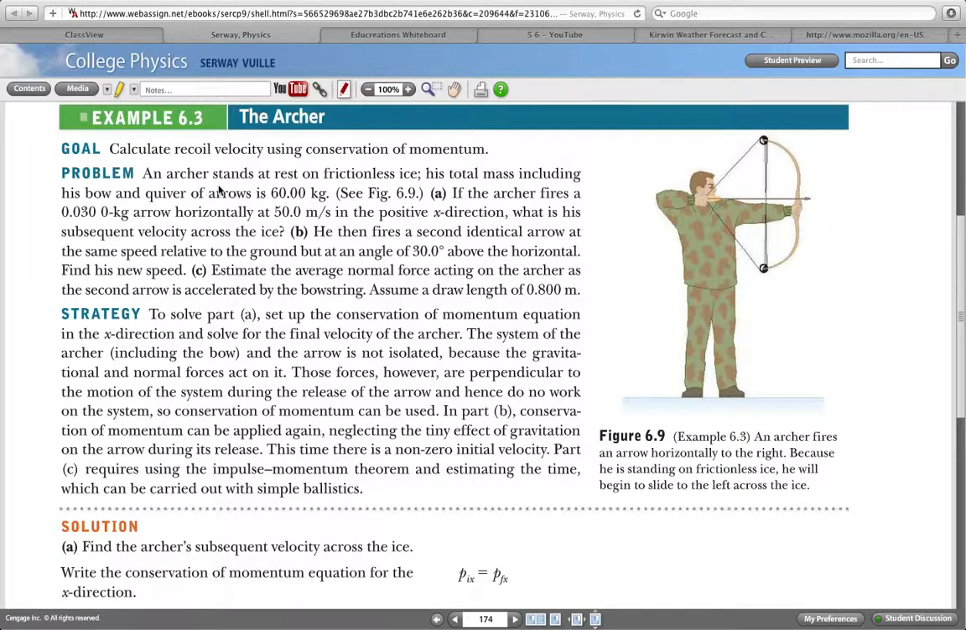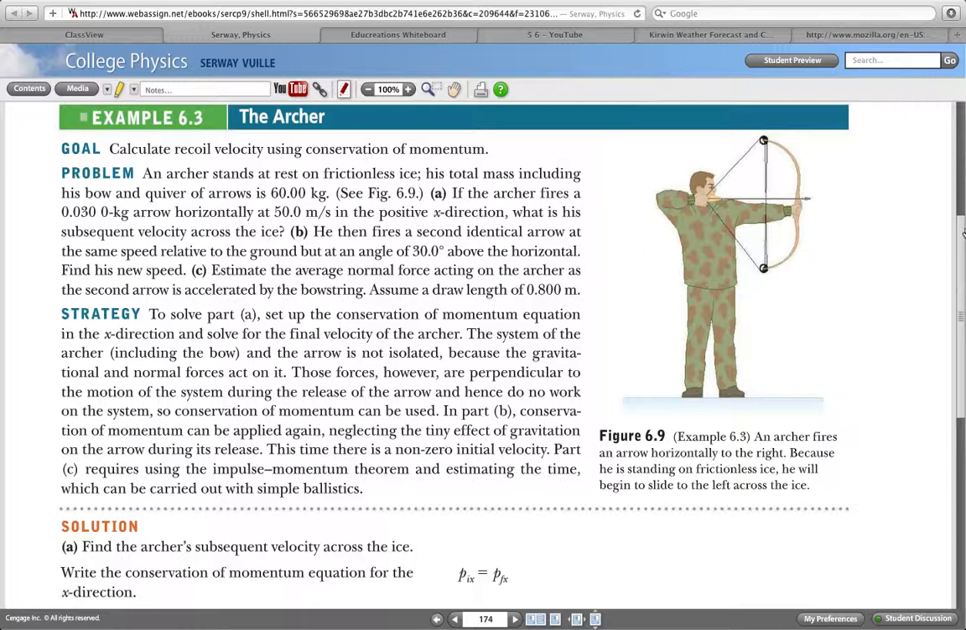If the archer fires a 0.030 kilogram arrow horizontally at 50 meters per second, in the positive x direction, what is his subsequent velocity across the ice? So he's standing on frictionless ice. They want to know what's going to happen if he fires this arrow in one direction. Is he going to move backwards in the other direction? Well, he should. How fast is he going to move is the question.